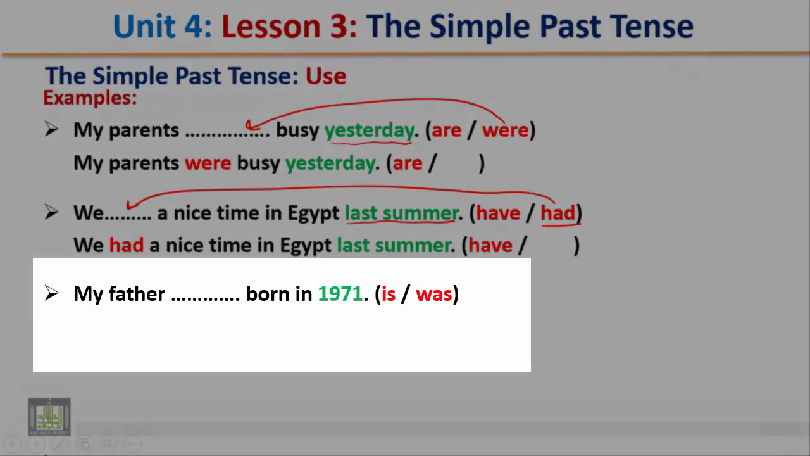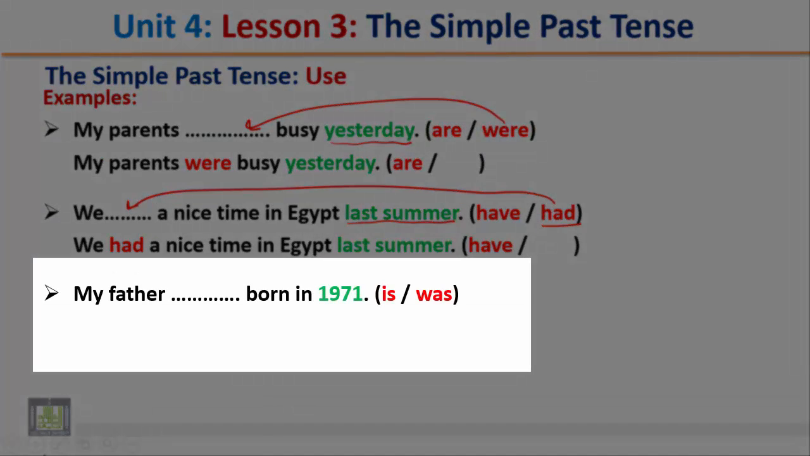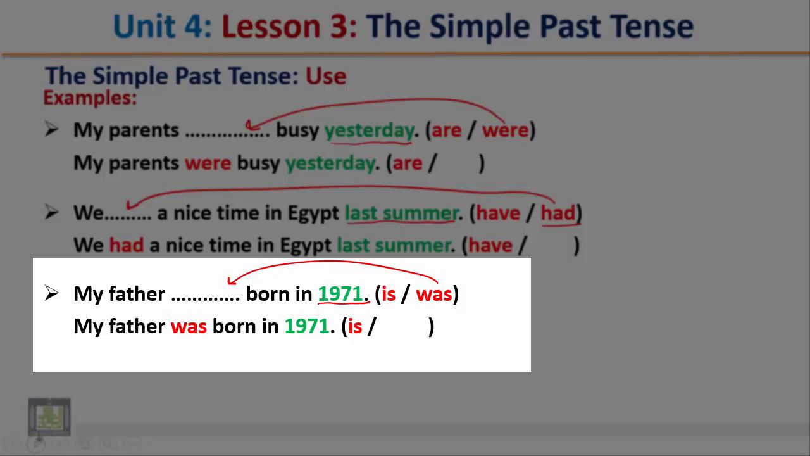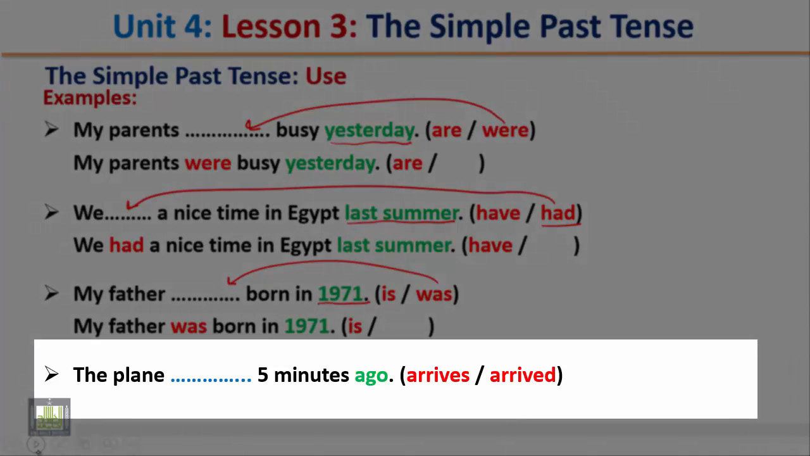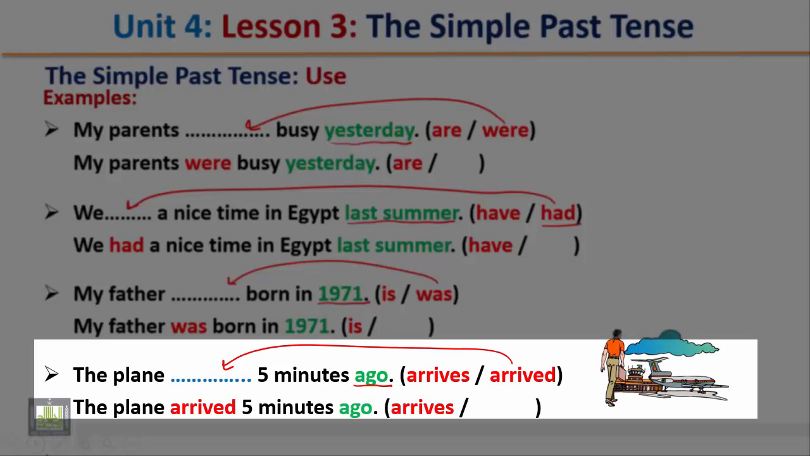Another example. My father born in 1971. 1971 refers to the past. So which form is correct? Was. My father was born in 1971. Last example. The plane 5 minutes ago. Ago refers to the past. So which form is correct? Right. Arrived. The plane arrived 5 minutes ago.